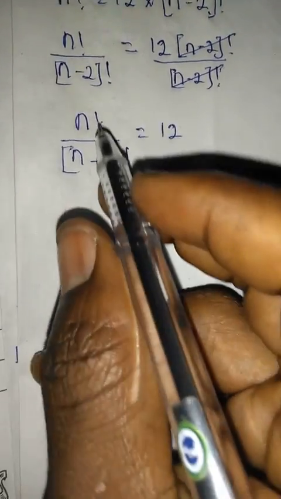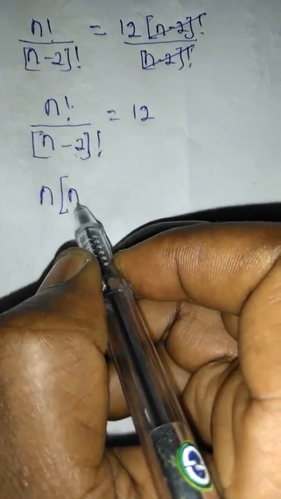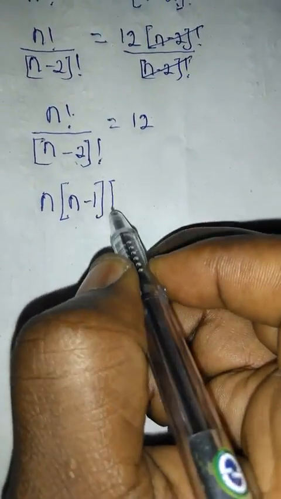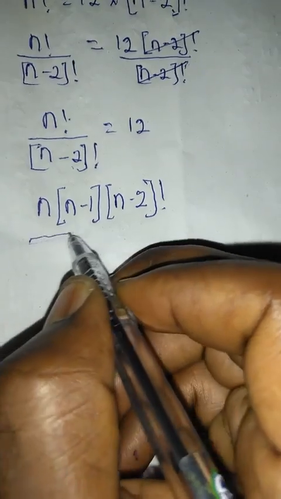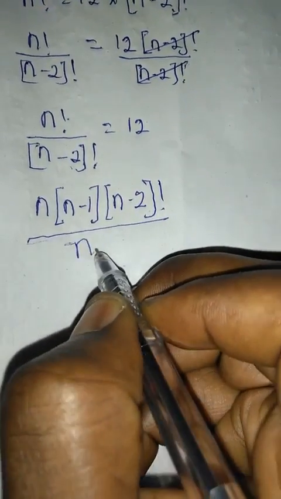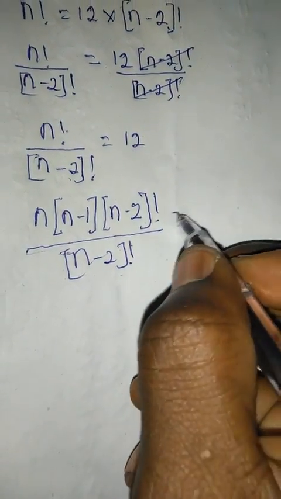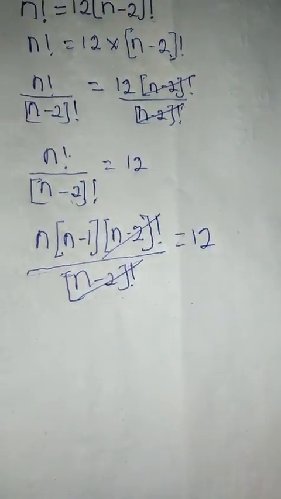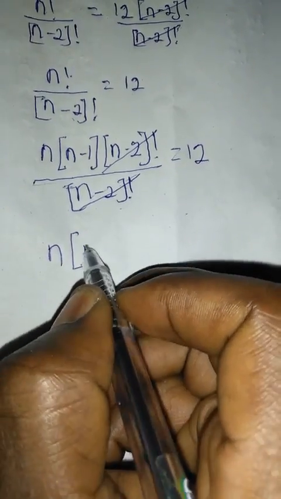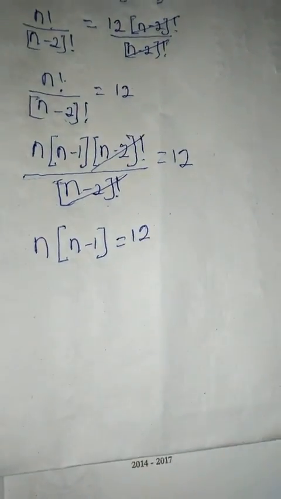Now we'll do the same thing here. We'll be saying my n factorial we move to what? We have n into bracket n minus 1 into bracket n minus 2 factorial. I'll stop there, because my numerator is stopping at n minus 2 factorial. All together equals to what? 12. So my n minus 2 factorial will cancel my n minus 2 factorial. Now, I will now be left with what? My n into bracket n minus 1, which is equals to what? 12. All together.